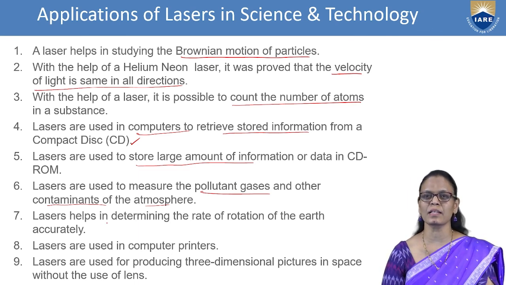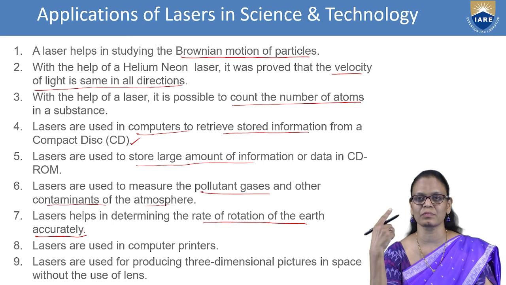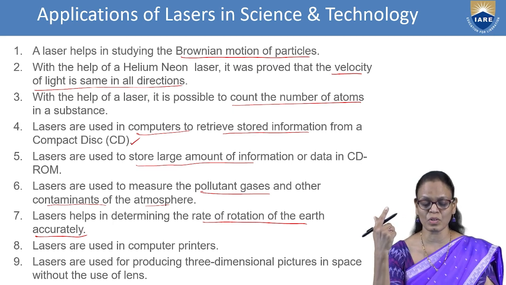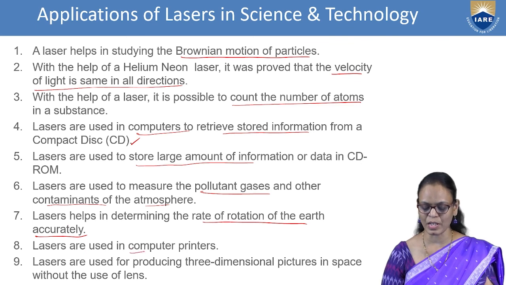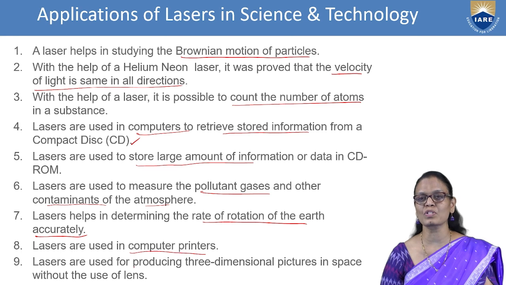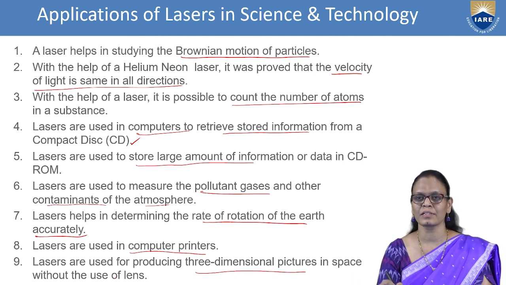And laser is helping us in determining the rate of rotation of the earth accurately. How is the earth rotating? That also can be predicted with the help of laser. And laser is used in computer printers. And it is also used for producing three-dimensional pictures. We have seen holograms. So all these are the uses in science and technology.